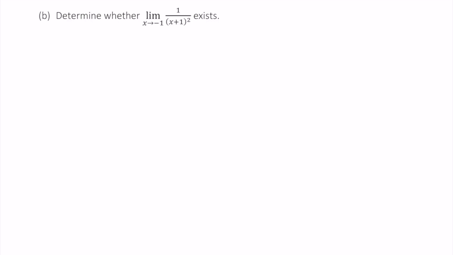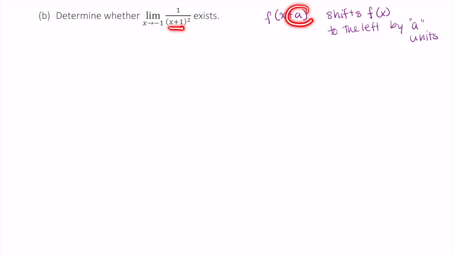So if you recall from maybe a previous course, maybe pre-calculus, if we have, say, f of x plus a, this shifts the graph to the left by a units. Okay, so I have x plus 1 here. So in that case, a is equal to 1. So I know I'm shifted to the left by 1 unit in this case.